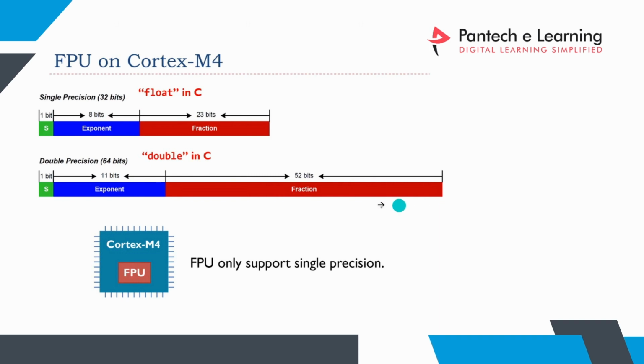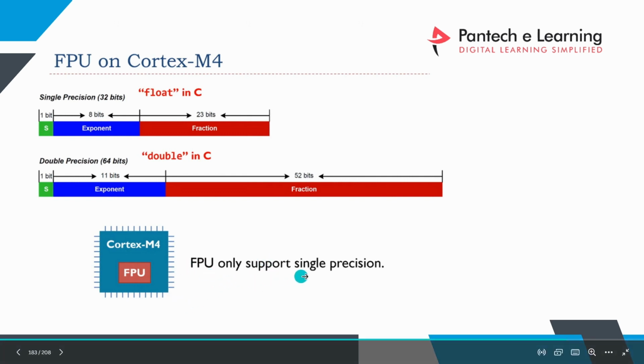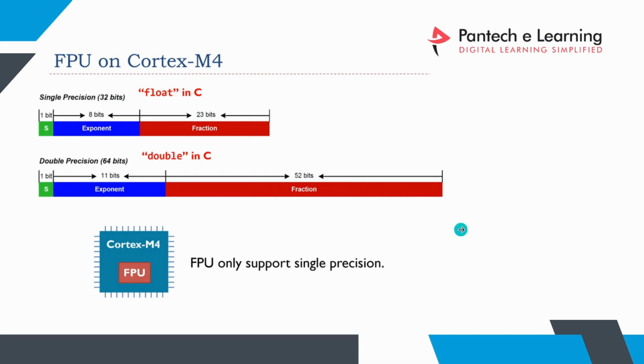We can use this floating point unit in two ways: one is single precision and the other is double precision. With single precision, we have 23 bits as the fraction, 8 bits as the exponent, and 1 bit as the sign. With double precision, we have an 11-bit exponent and a 52-bit fraction. But the Cortex M4 FPU only supports single precision.